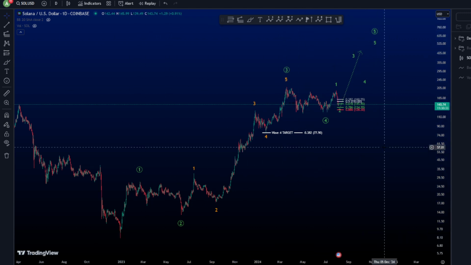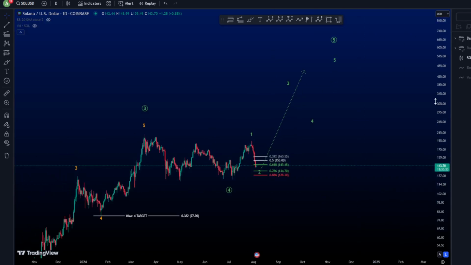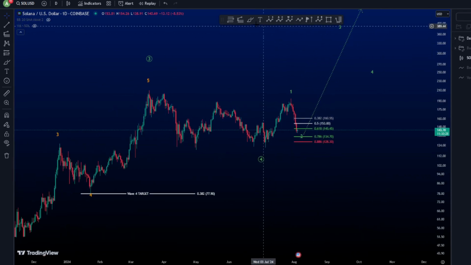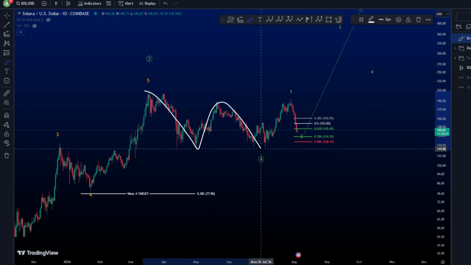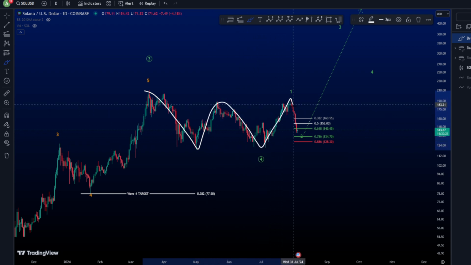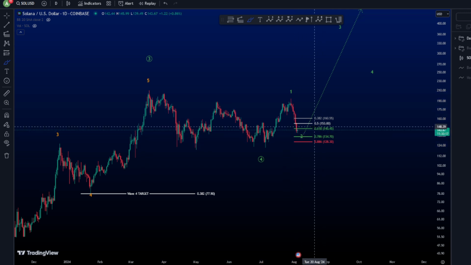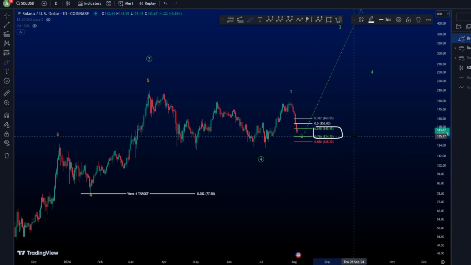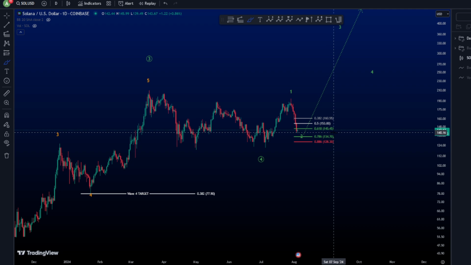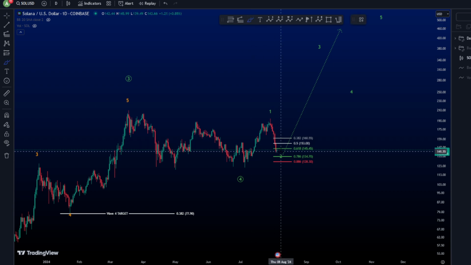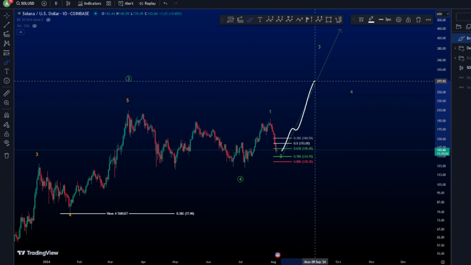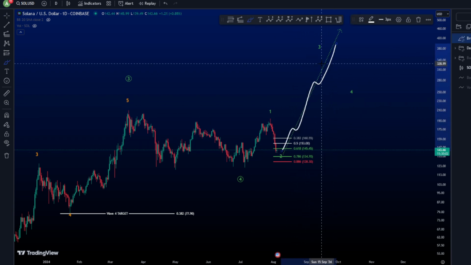Now inside the wave 5, we can see a finished wave 1 here after a correction of a B and a C. We can see clearly a wave 1 and a wave 2, which we are expecting exactly at the fib levels of this green box between the $145 and the $134. Now after hitting this fib level, we are expecting a massive and explosive wave towards the upside.